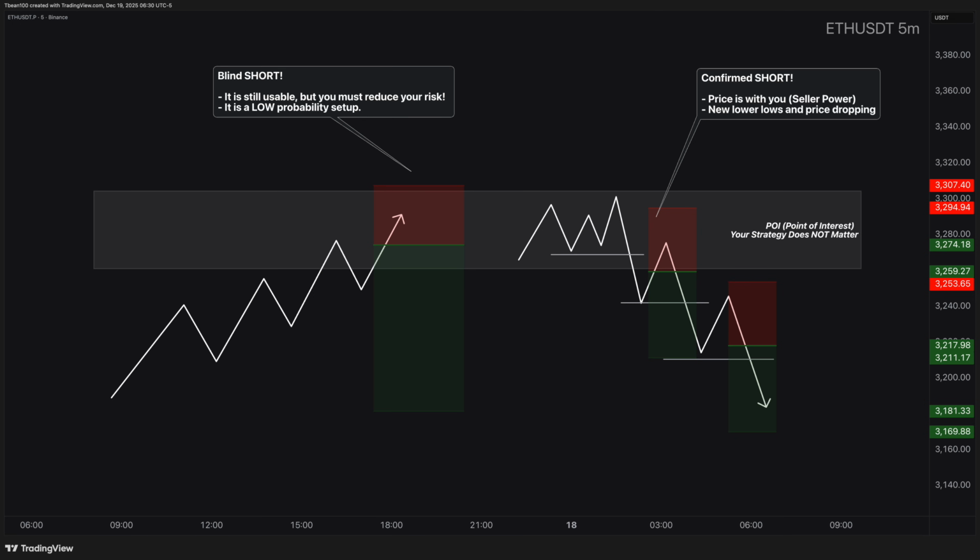You can absolutely use both trade ideas in your trading plan if you want, but you cannot assume these are the same type of trades. One of them clearly has a lower probability, and the other one has a much higher probability of success.